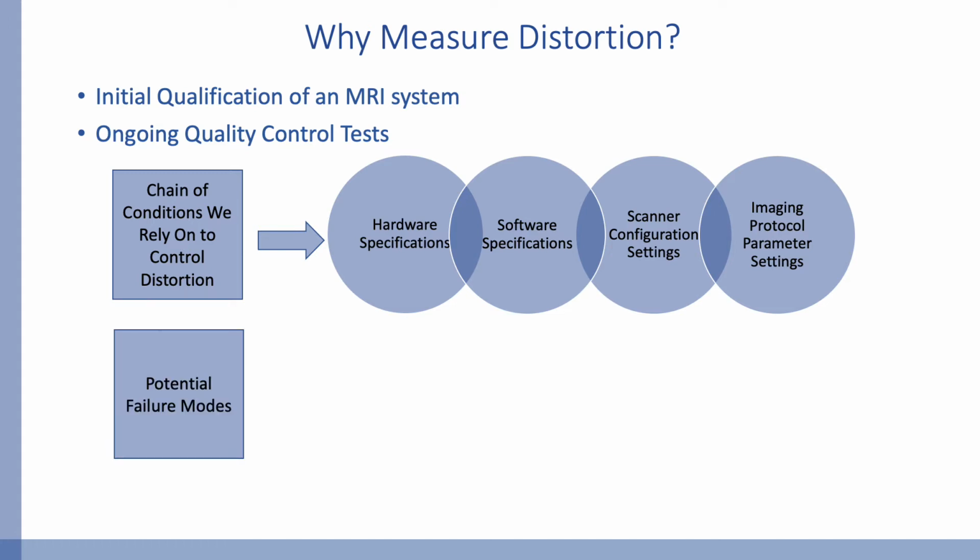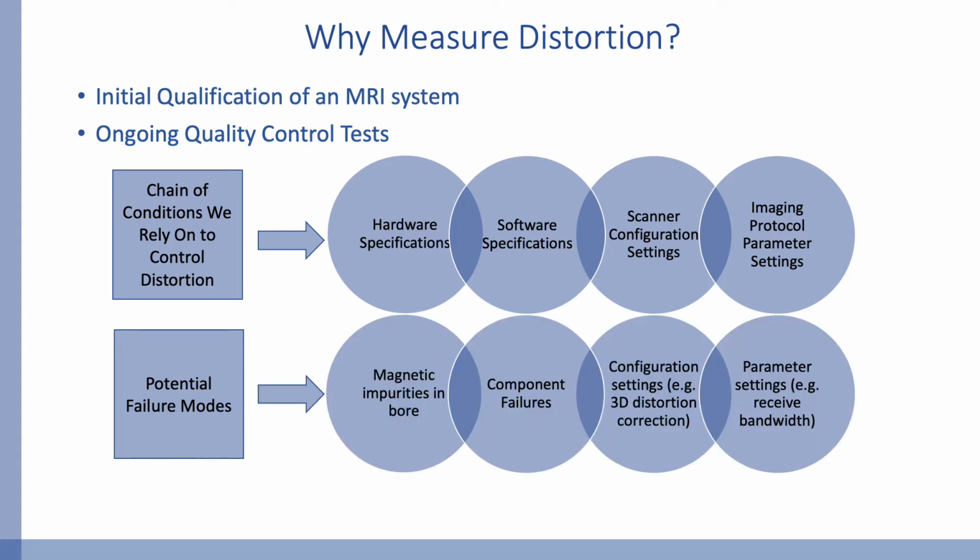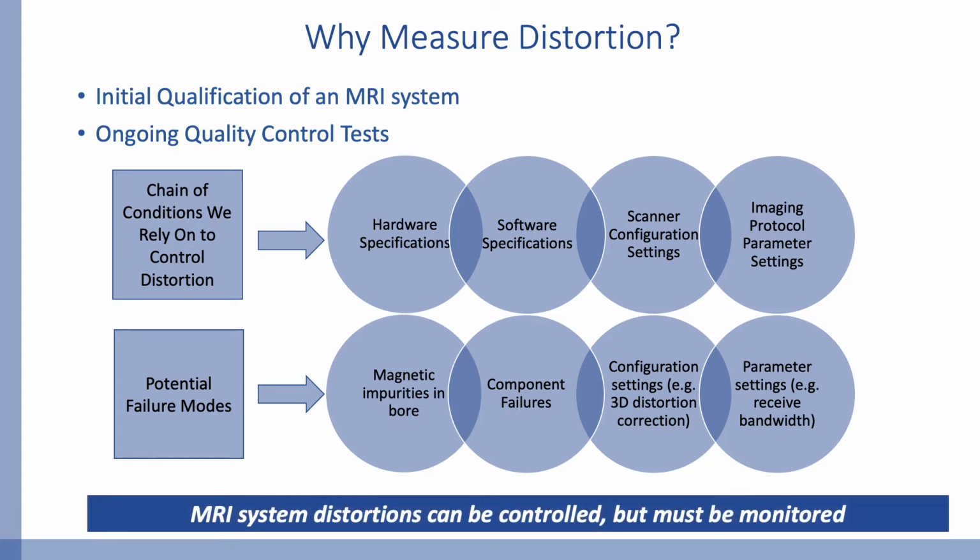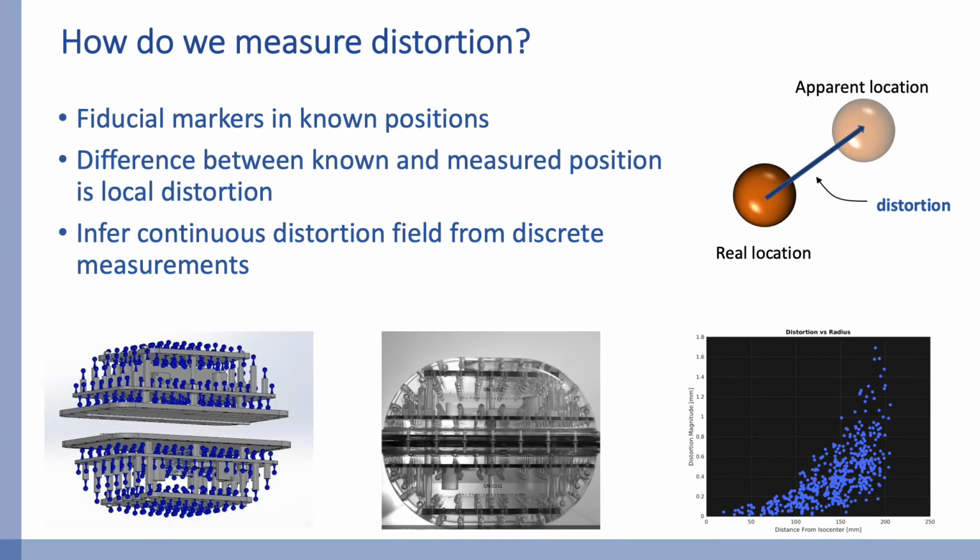Furthermore, distortion is low only when the relevant subsystems in the scanner are functioning correctly. There are many possible failure mechanisms, such as magnetic impurities in the bore or component failures. Configuration settings and pulse sequence parameters also play a role and can give the user an opportunity to inadvertently compromise distortion. Distortions are measured locally with fiducials in known locations.